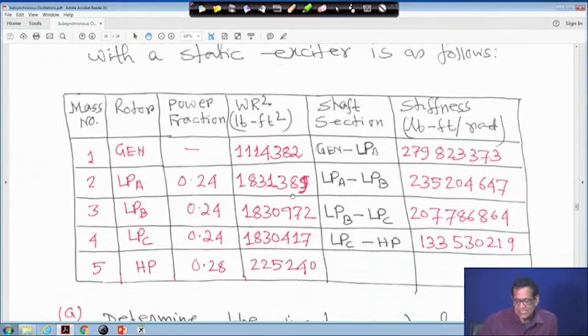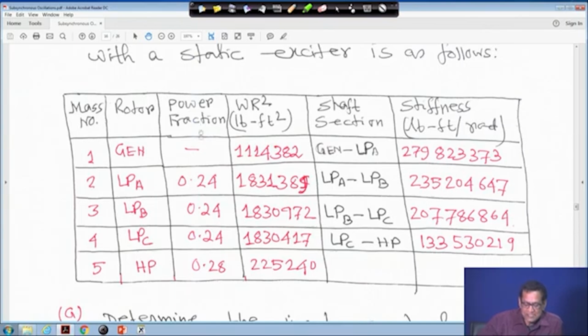So these are the data given. In this example, only one thing I will not calculate for you; I will give the final answer, but I request you to compute that one. There are 5 sections, 1, 2, 3, 4, 5, so there are different masses. 1 is the generator, 2 is the low pressure turbine section A, then section B, that is LPB, and the intermediate pressure, that is LPC, and this is high pressure.